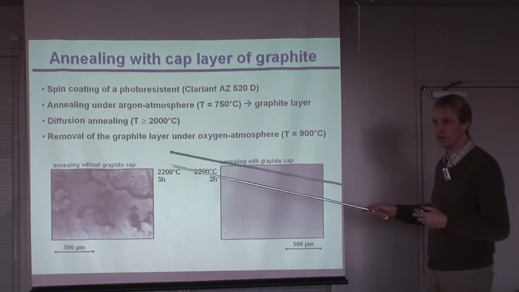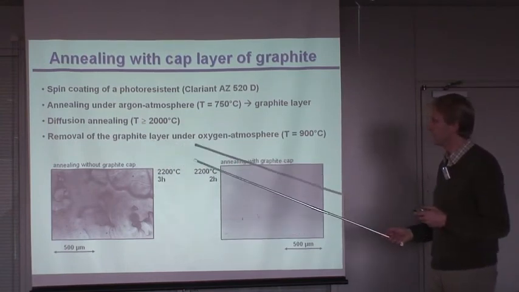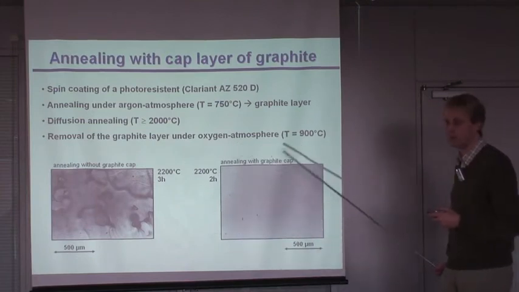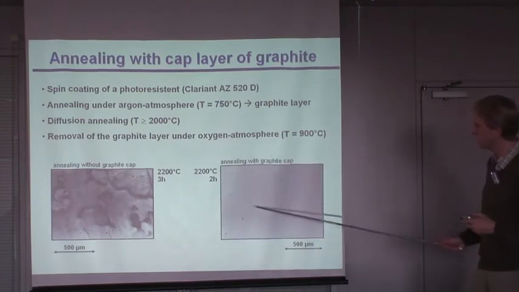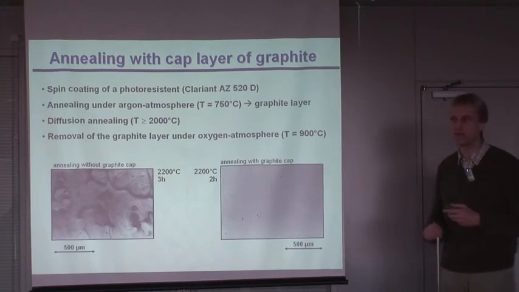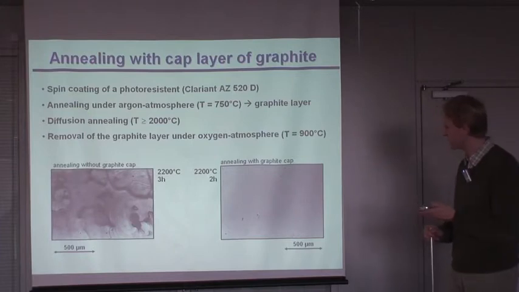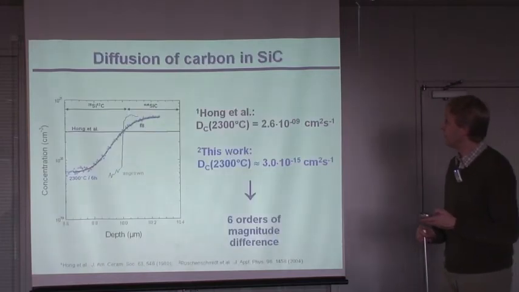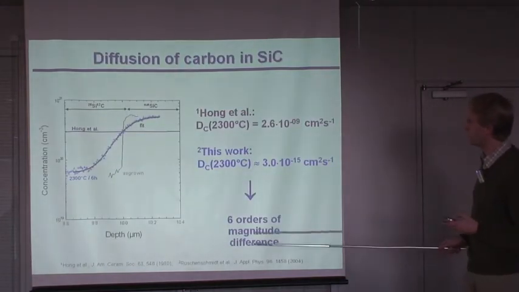And then after the annealing, you remove the graphite layer just by burning it under oxygen atmosphere at lower temperatures. And then you end up with a very nice smooth surface, which you can then use. Then you can use that sample for SIMS analysis. So that's a trick, but without that trick, you would not be able to do any self-diffusion measurements. Okay, diffusion of carbon, I make that story short.